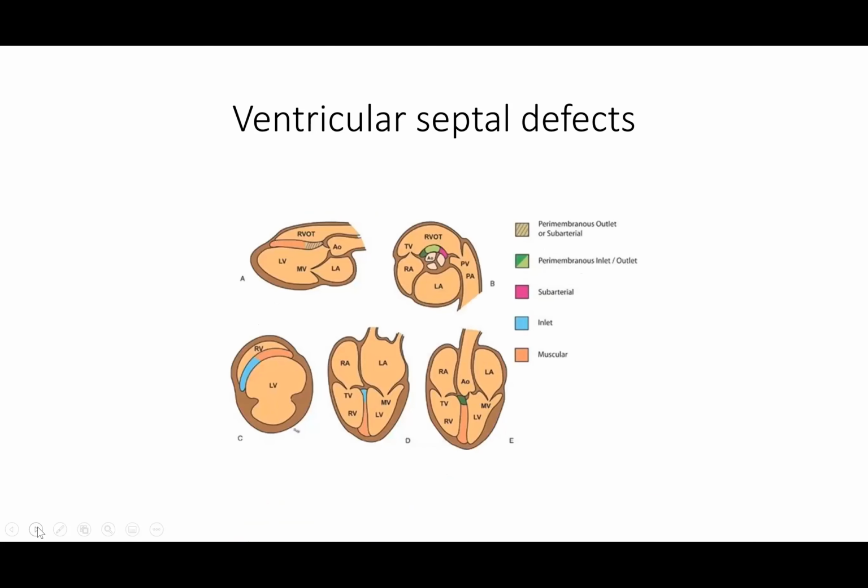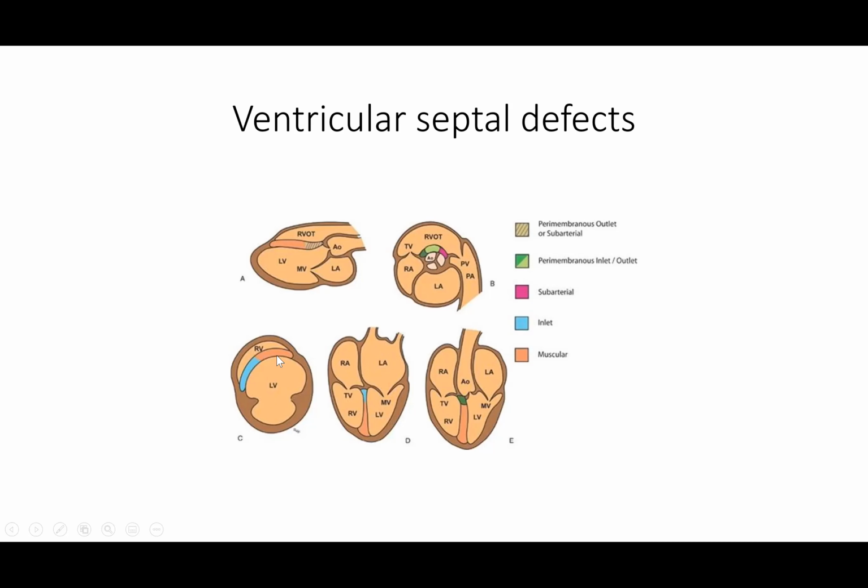Then you can also have a defect in the muscle layer of the septum. These are the muscular VSDs, which is over here. This part is another classification, called the inlet VSD. So this is an inlet VSD. This is a muscular VSD.